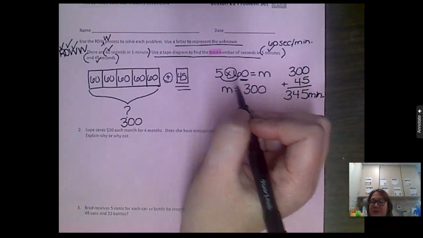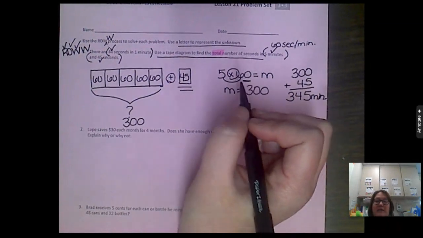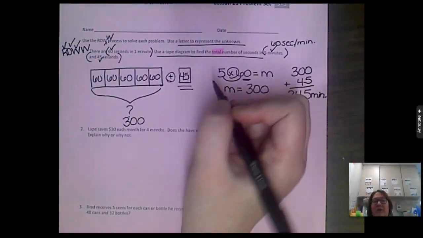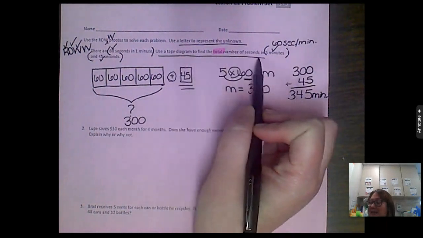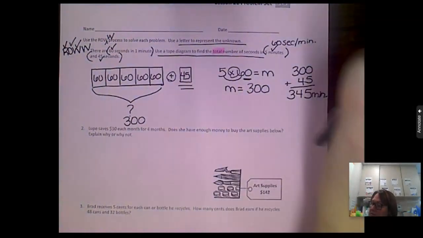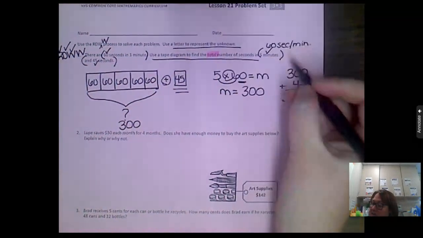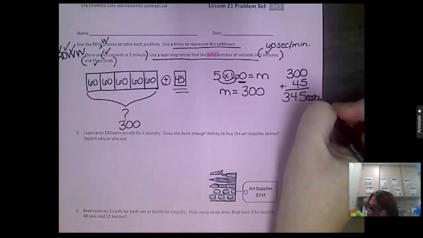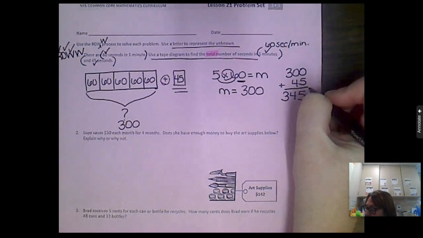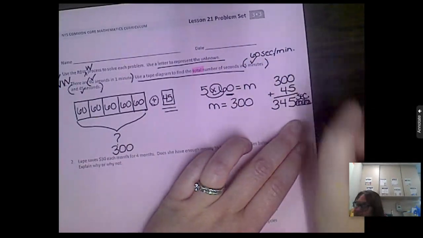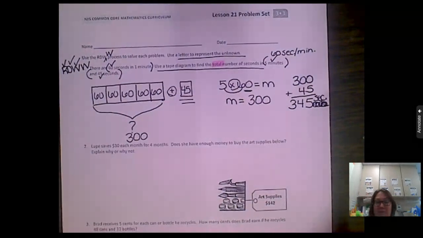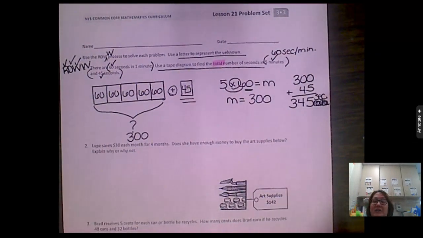One more thing to do is to write a word sentence. So for that, I'm going to go back to my question or my task, use a tape diagram to find the total number of seconds. Oh, and you know what? That was that good thing I looked back at that, because we weren't talking about 345 minutes. We were talking about 345 seconds. So I just showed you in my own mistake why it's important to go back and read the question, because it helps us to kind of pinpoint what we're looking for.